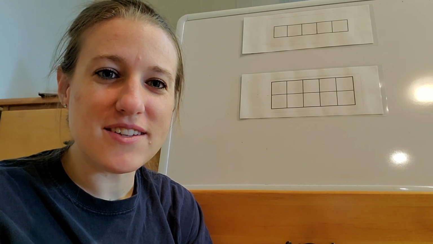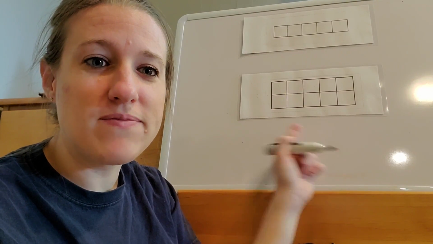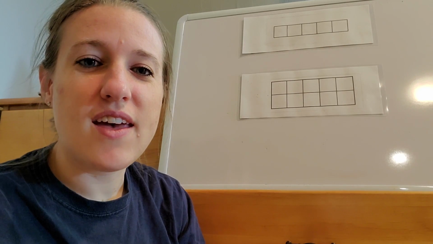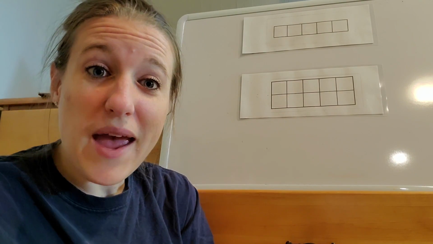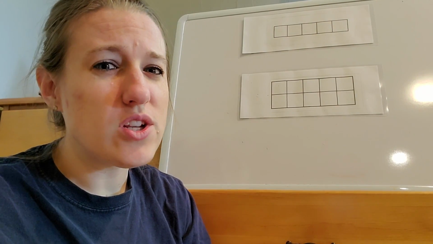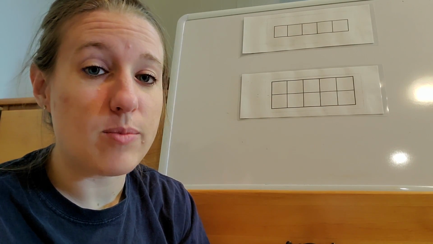Hey boys and girls, for this activity you're going to want your 5 frame or your 10 frame and a magic erase marker. We're going to be learning about the butterfly life cycle. It's a pattern. It happens over and over and over again. So I want you to think back to when you watched Miss Haley read The Very Hungry Caterpillar.